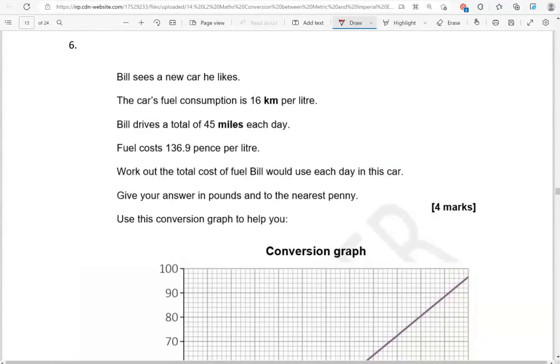Bill sees a new car he likes. The car's fuel consumption is 16 kilometers per litre. Bill drives a total of 45 miles each day. Fuel costs 136.9 pence per litre. Work out the total cost of fuel Bill would use each day in this car. Give your answer in pounds and to the nearest penny. Use this conversion graph to help you.